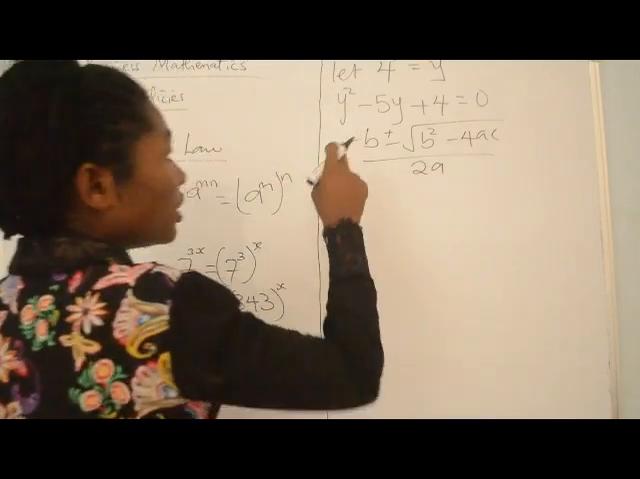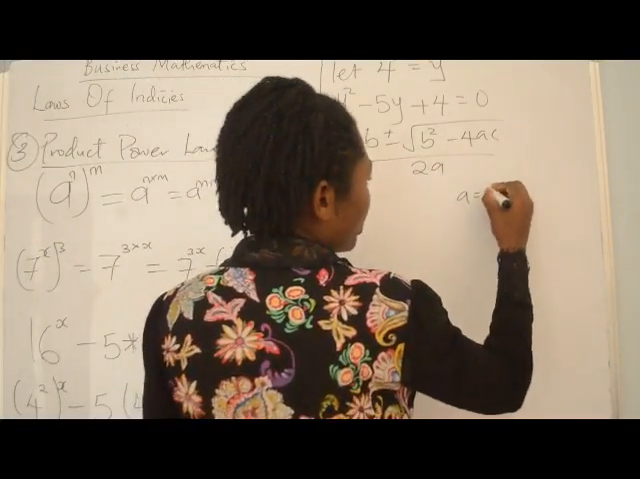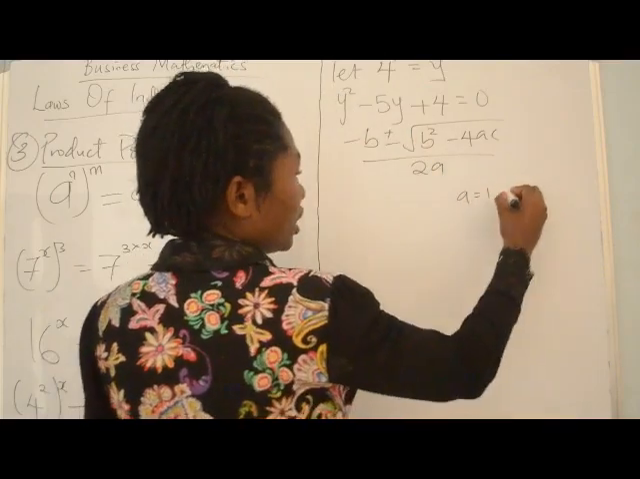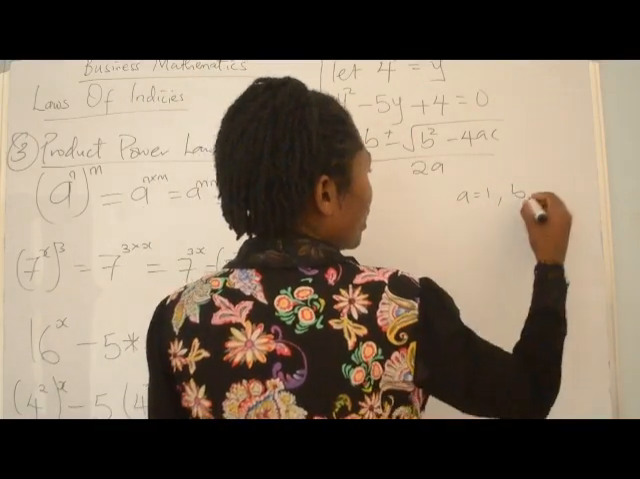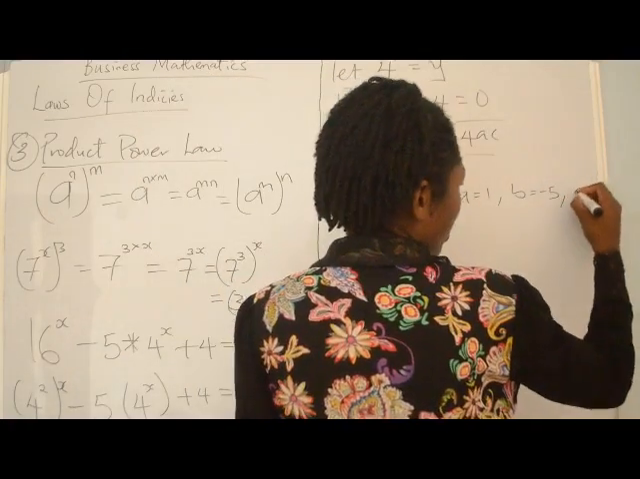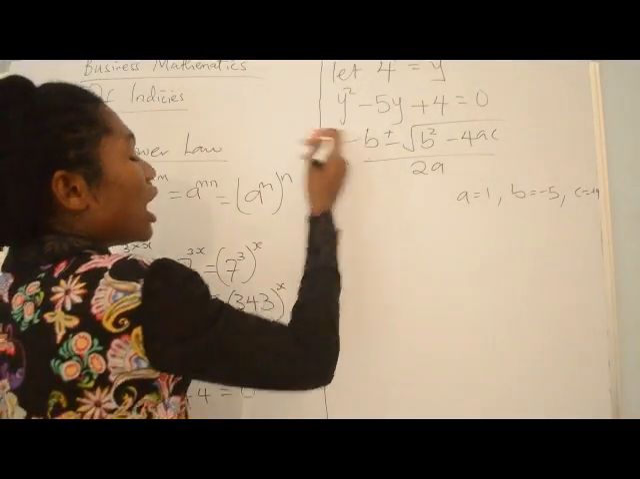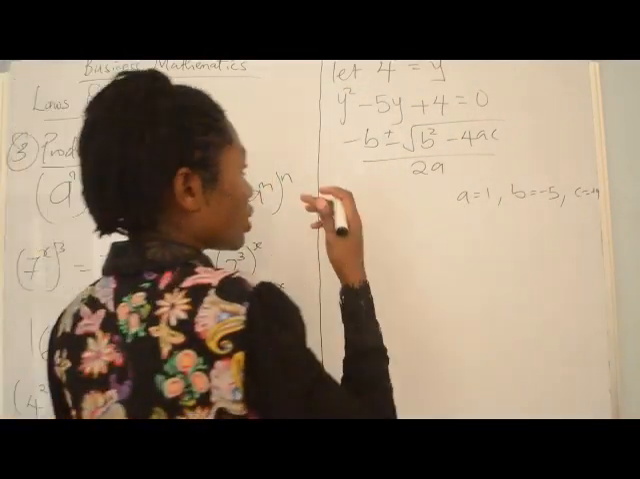From here, our a is the coefficient of our y squared, which is 1. Our b is the coefficient of our y, which is minus 5. And our c is our constant, which is plus 4. So we'll be substituting this in our formula, so we can solve this.